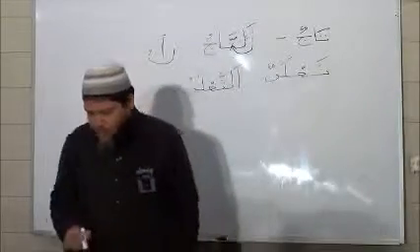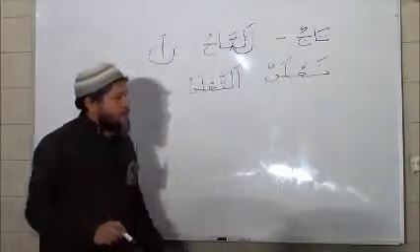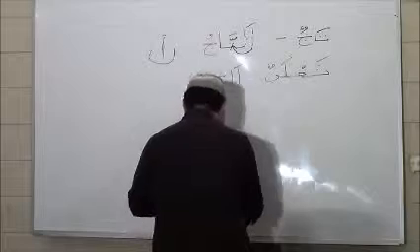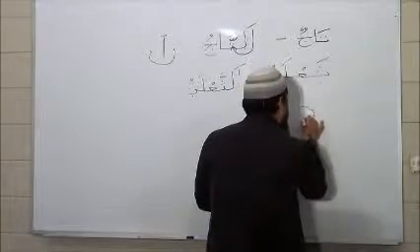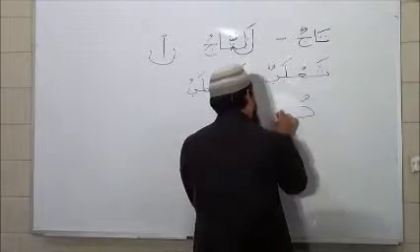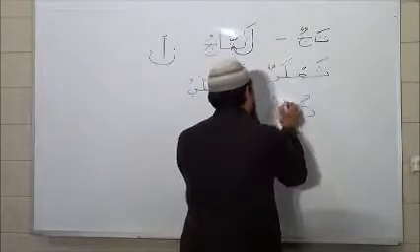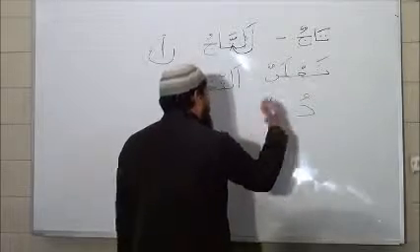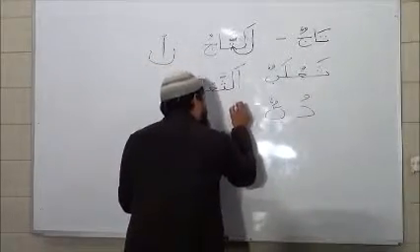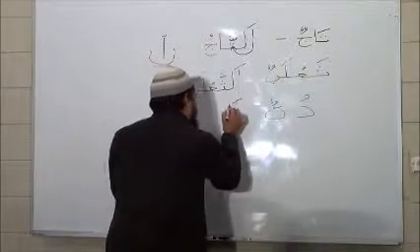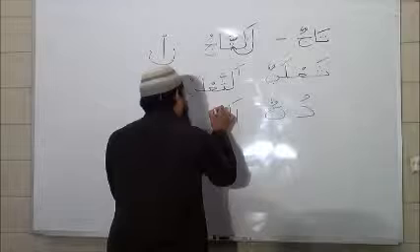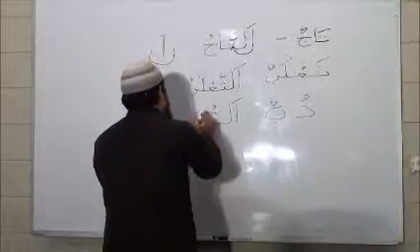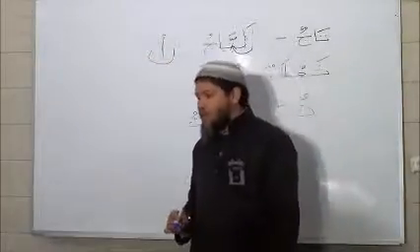Next word. Dubbun. Now we want to say the bear. Don't say a bear, we want to say the bear. We have to put an alif first, followed by the lam, then by the dal. Ad-dub-bu. Ad-dub-bu.